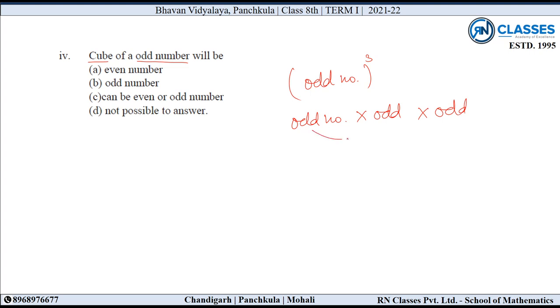Ab, two odd numbers ko agar main multiply karu, what do I get? Even number, right? This we know. And even number ko odd number se multiply karunga, what do we get? Of course, we get an odd number, right? So odd into odd into odd means odd number ka cube karenge, we'll get an odd number, right? So do we get an even number? We get an odd number. Can be even or odd number, not possible to answer. No, B part is the right answer.